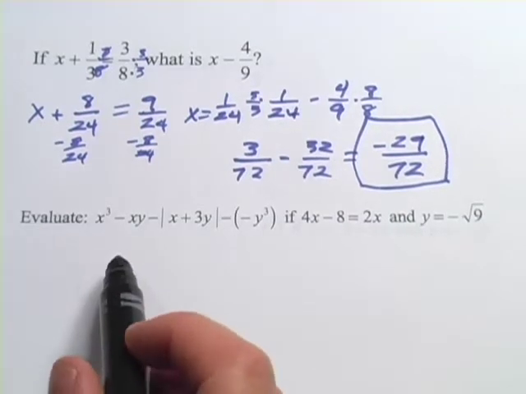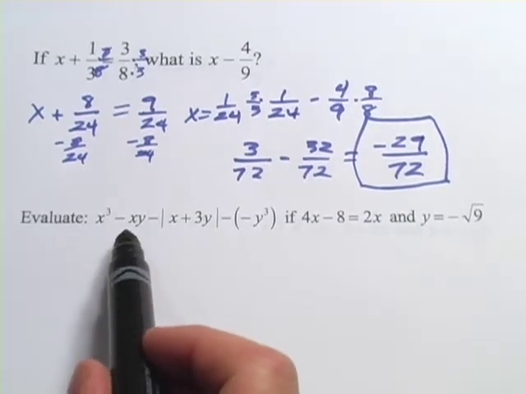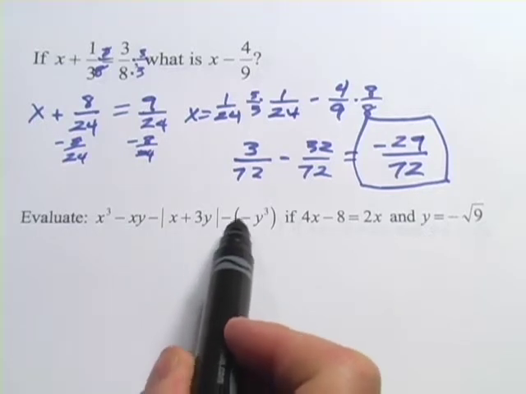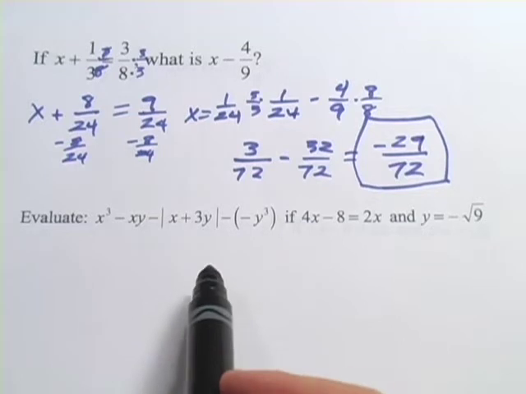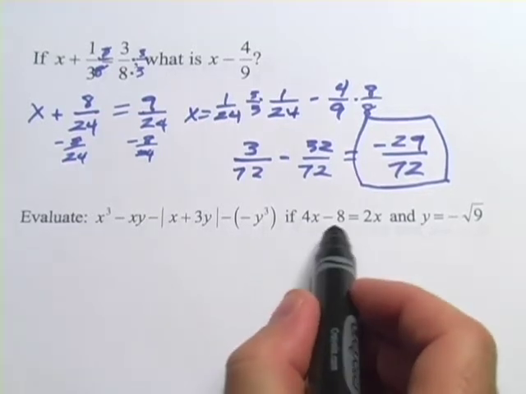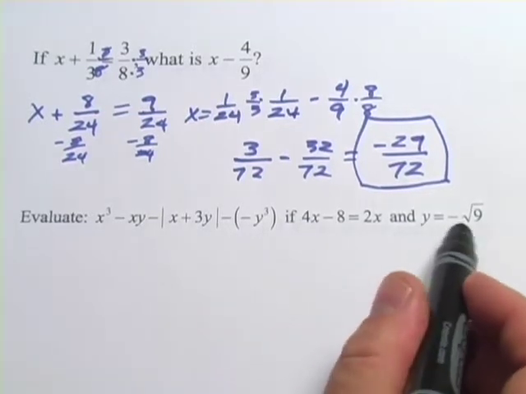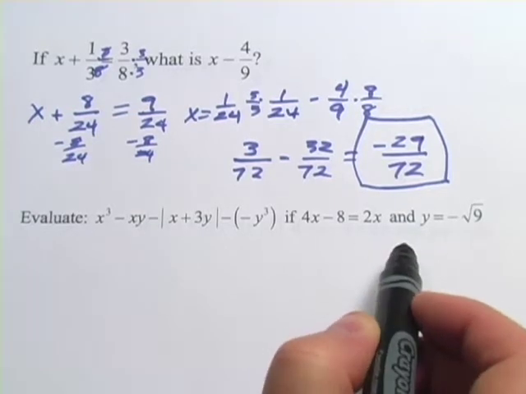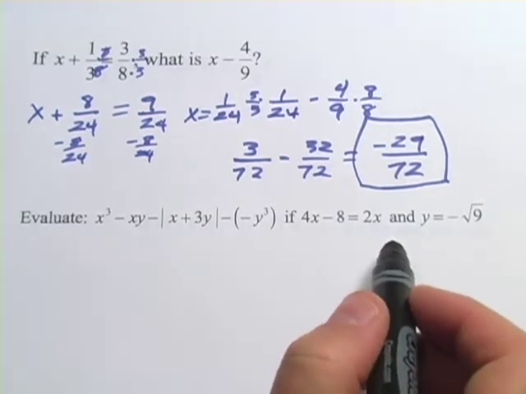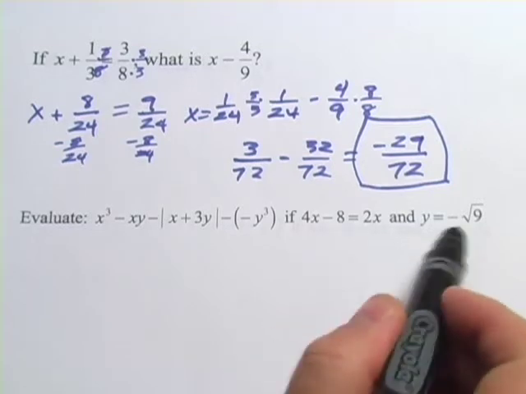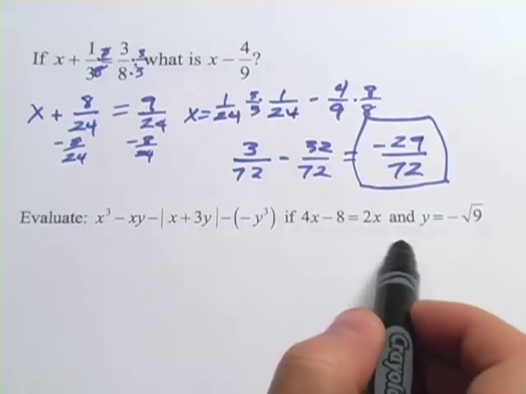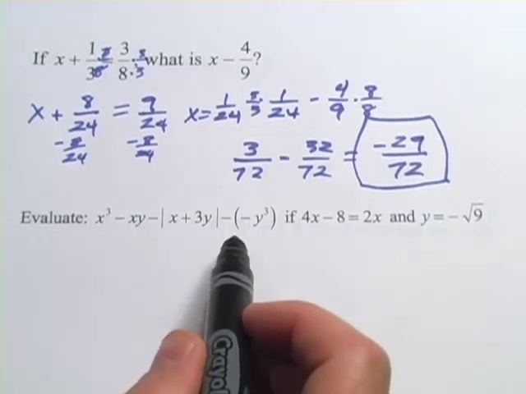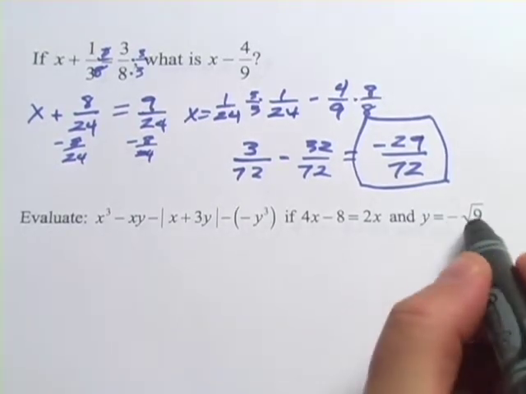This one says, evaluate x cubed minus xy minus the absolute value of x plus 3y minus the quantity in negative y cubed, if 4x minus 8 equals 2x and y equals negative the square root of 9. That looks just very complicated. So we want to take this step by step. We want to solve these to find a value for x and a value for y, plug them in, and then do the arithmetic. I'm going to start over here with y because this is pretty simple.